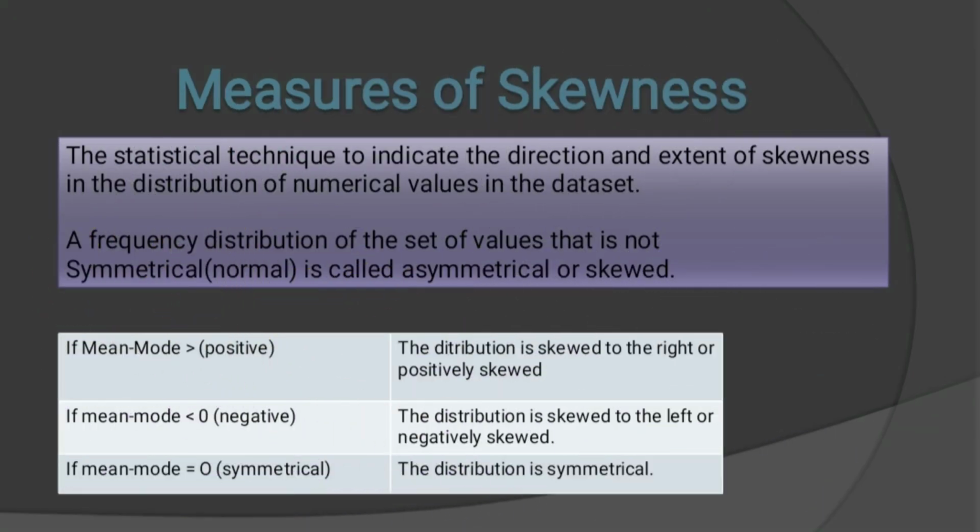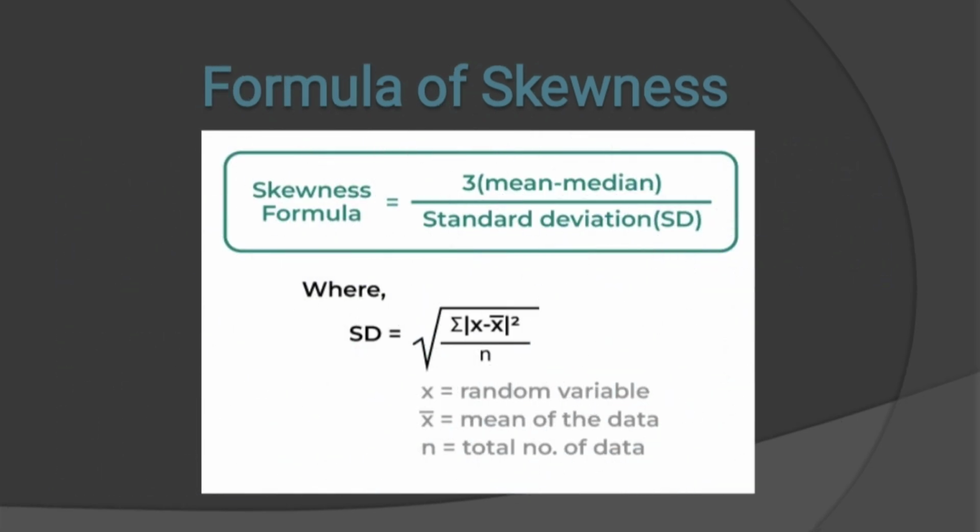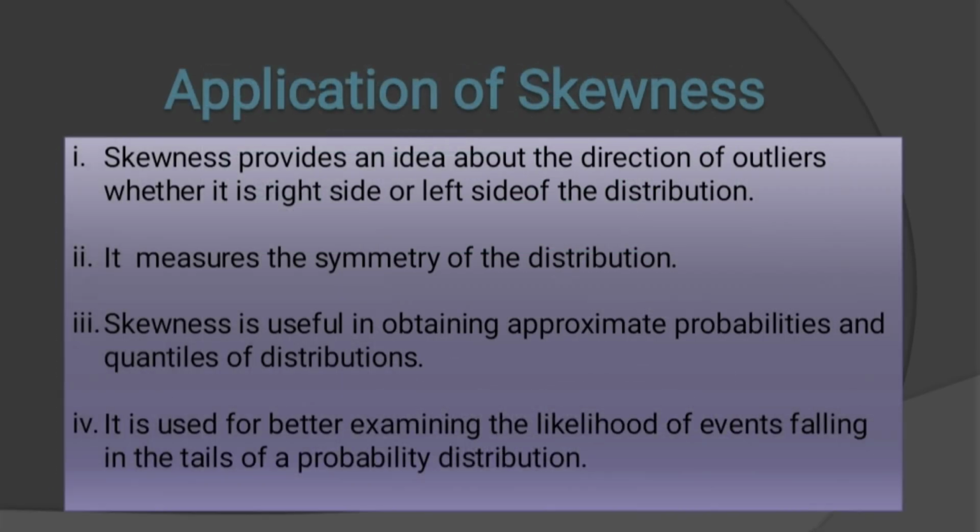Measures of skewness. The statistical technique to indicate the direction and extent of skewness in the distribution of numerical values in the dataset of frequency distribution of the set of values that is not symmetrical normal is called asymmetrical or skewed. Formula of skewness. Application of skewness.